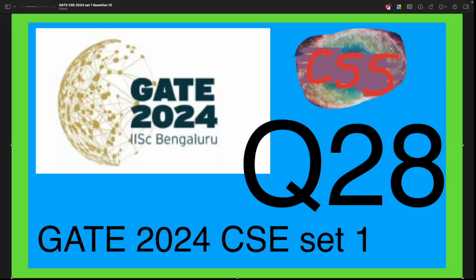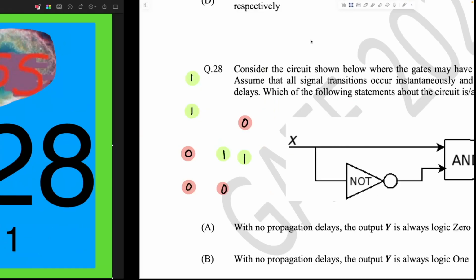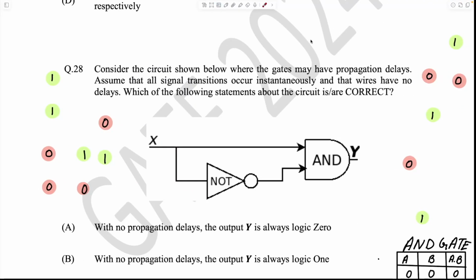Good morning, students. So today we're going to solve question 28 from GATE CSE 2024 set 1. The question states that consider a circuit shown below where the gates may have a propagation delay, right?